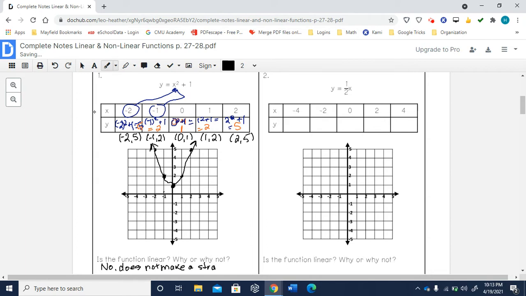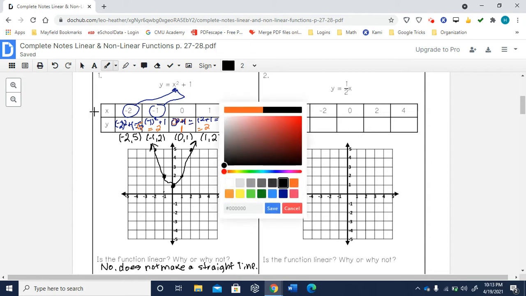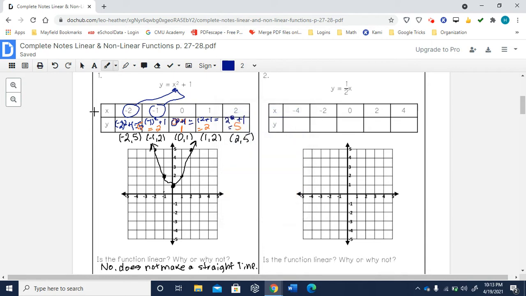So if it makes a straight line, it's linear. If it doesn't make a straight line, it's nonlinear. Okay, so we're going to do the same thing for number 2. Now we have a different equation though. Now our equation is y equals half times x. But I'm going to take the x values and substitute them in.